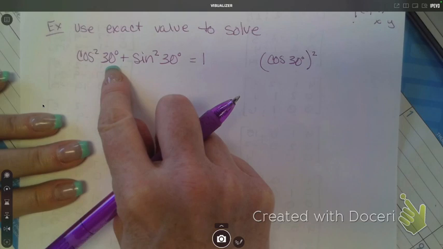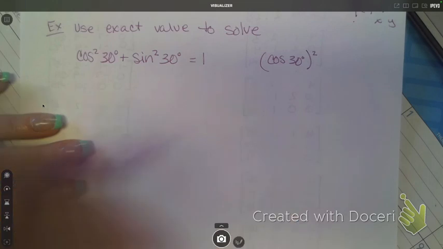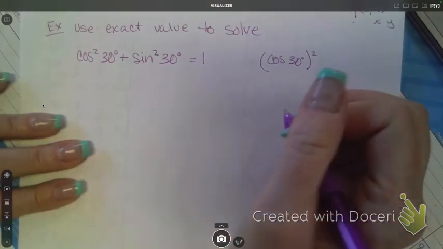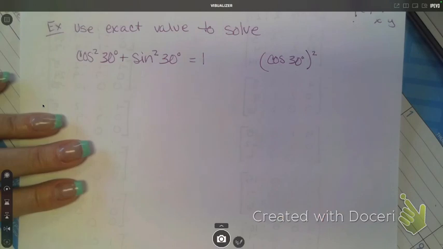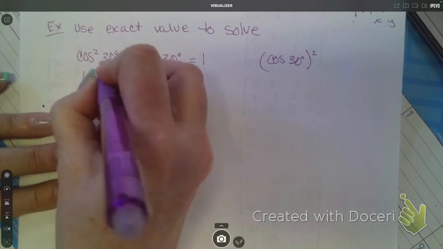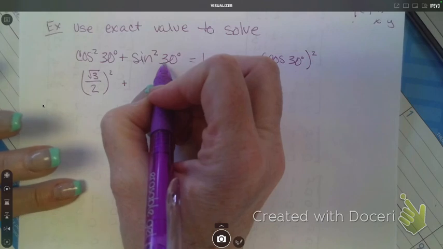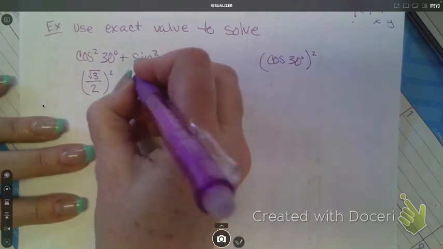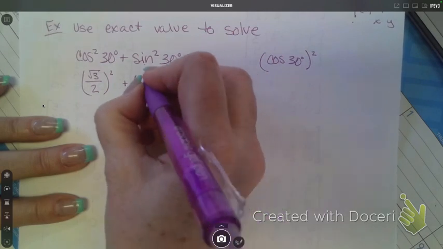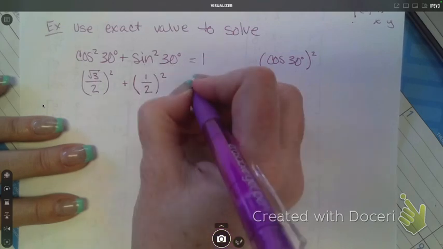Okay, so what is the cosine of 30? Cosine is what over what? X over R. A over H. Same thing. Okay, so adjacent over hypotenuse. So looking at your triangle, what's adjacent to 30? Square root of 3. What's the hypotenuse? 2. And we're going to square it. Plus the sine of 30. So that's opposite. So what's opposite of 30? 1 over hypotenuse, 2. And we're going to square it.